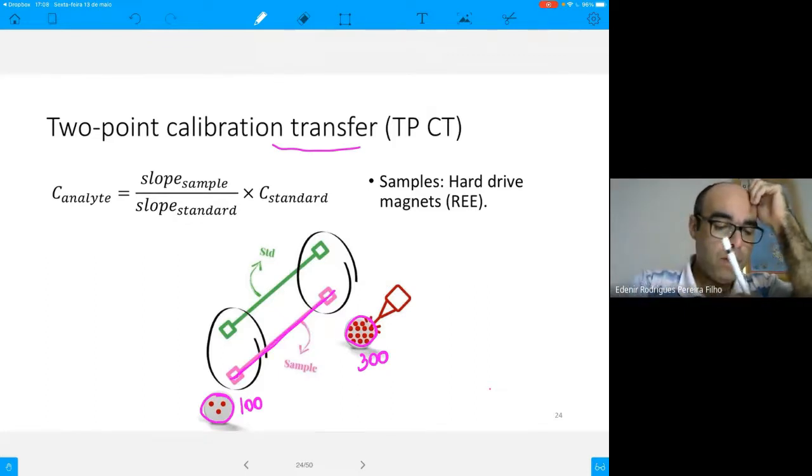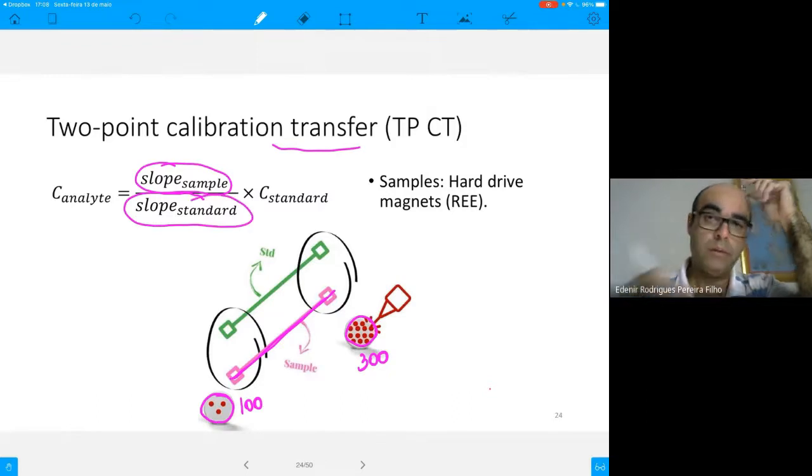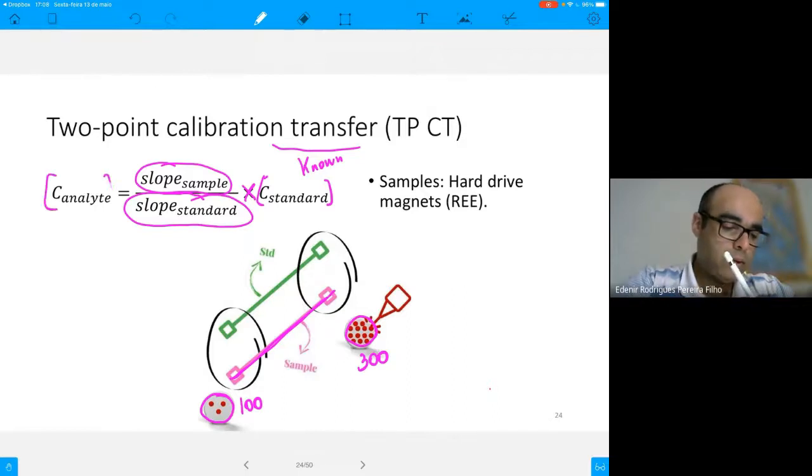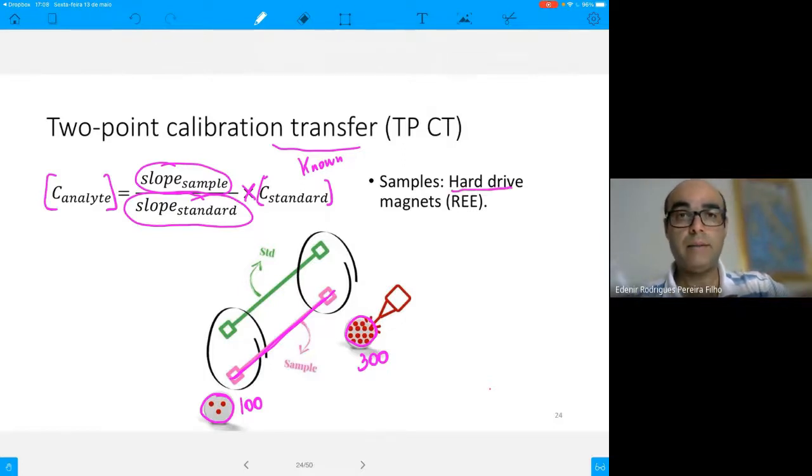and calculating the slope of the linear model for the sample divided by the slope of the linear model of the standard, times the concentration of the analyte in the standard, which is known, we can calculate the concentration of the analyte in the sample. We apply this strategy for hard drive magnets from electric waste equipment, and we determined rare earth elements.